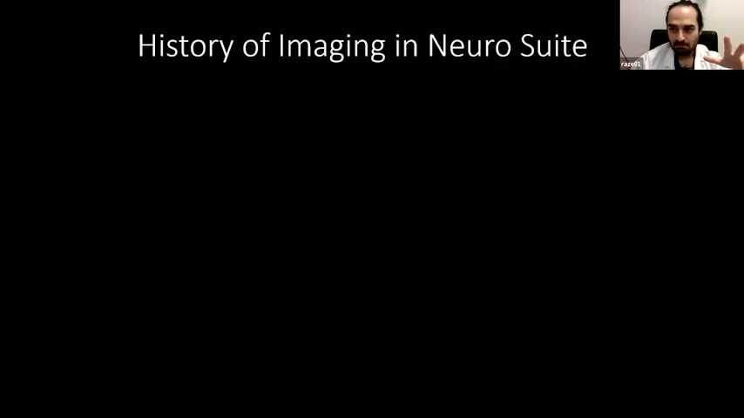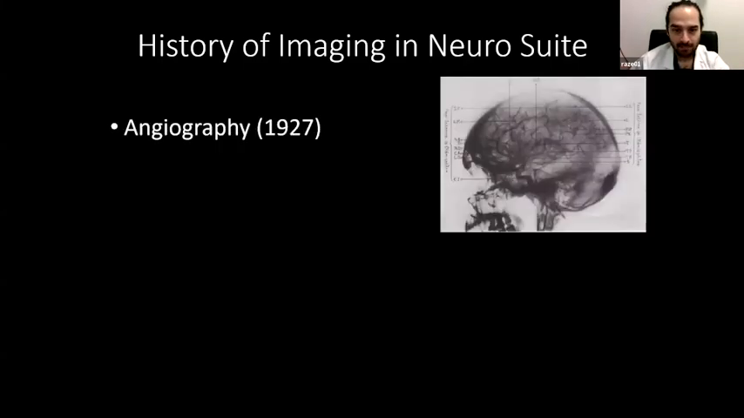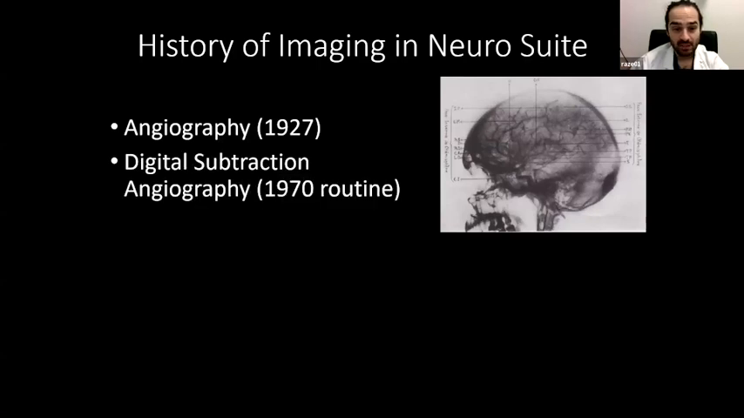So just going back into the history of the imaging in the neuroangiosuite, we're all aware that angiography started in 1927, and these are the first images from angiography, from Moniz. The next important evolution in technology was the development of digital angiography. As you see before, there was no subtraction of the bone. The subtraction made the possibility of diagnostic imaging much better.